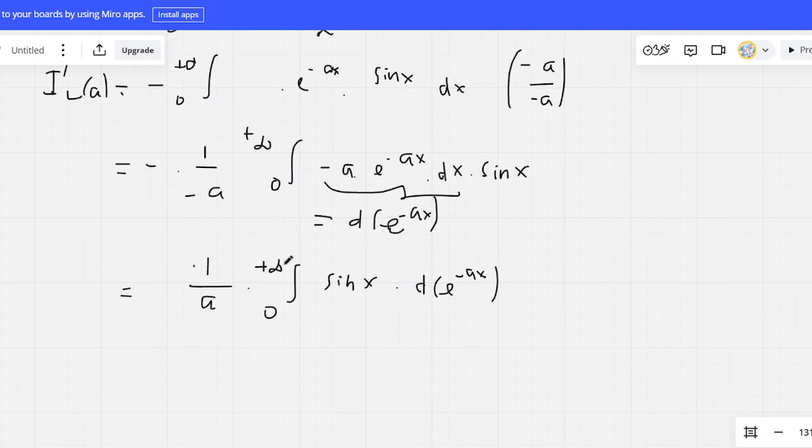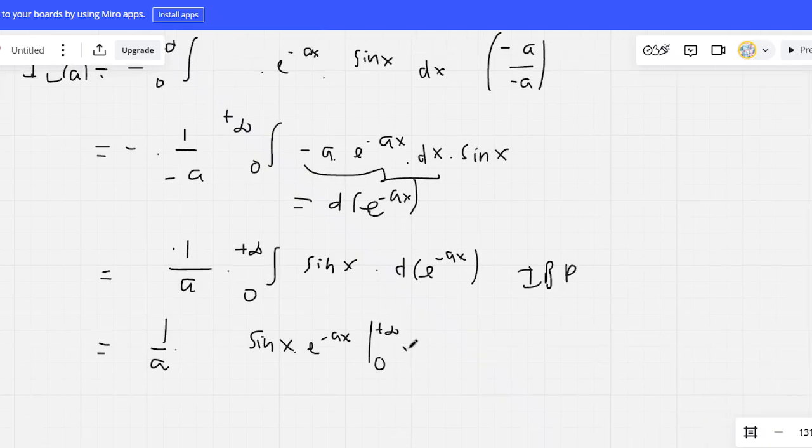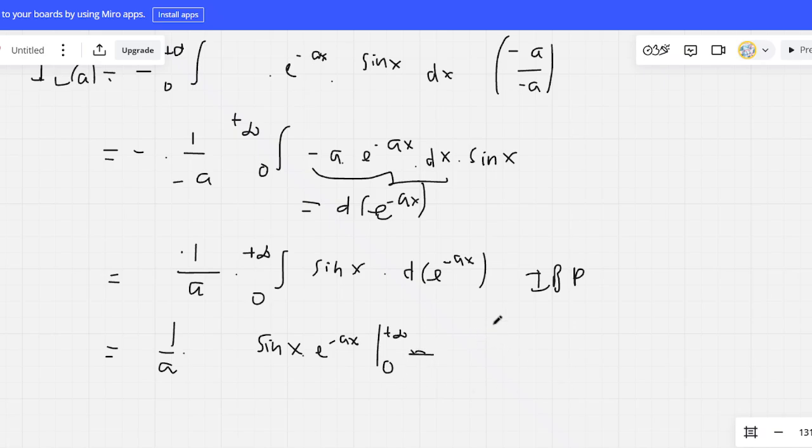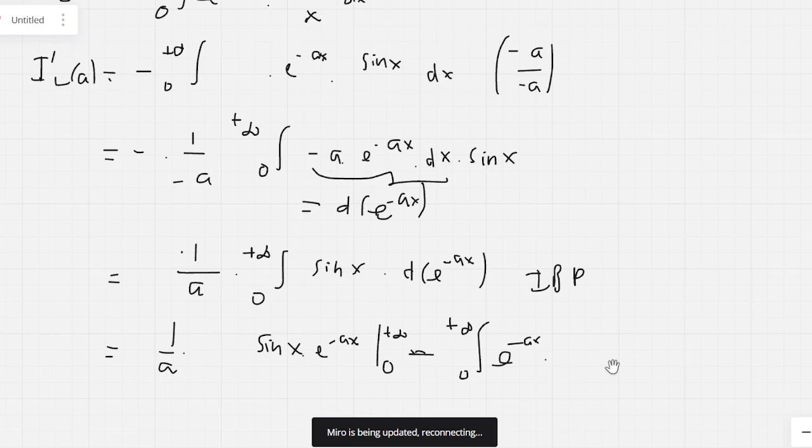And here we can use integration by parts now. Let's do a quick IBP here. It will give us 1 over a times sine of x times e to the minus ax, evaluated from 0 to positive infinity, minus the integral from 0 to positive infinity of e to the minus ax times the derivative of this one.